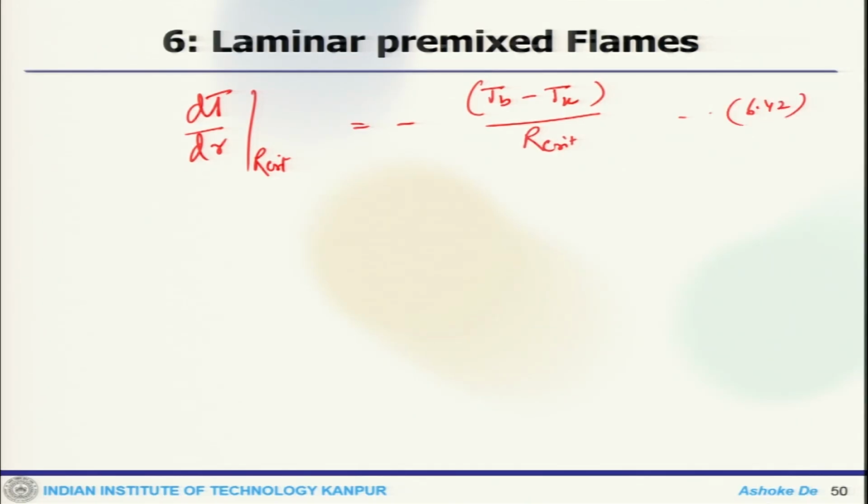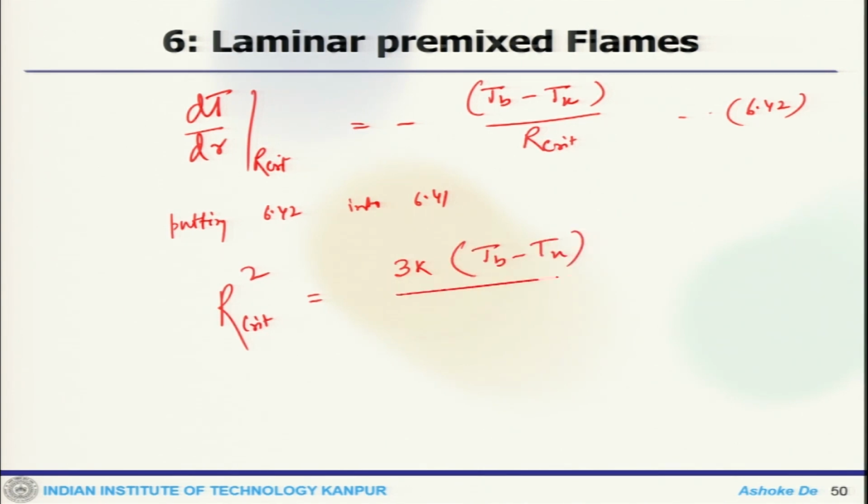Now, we substitute 6.42 in 6.41, and we get, putting 6.42 into 6.41, r critical square equals 3k (Tb minus Tu) by this omega delta Hc.